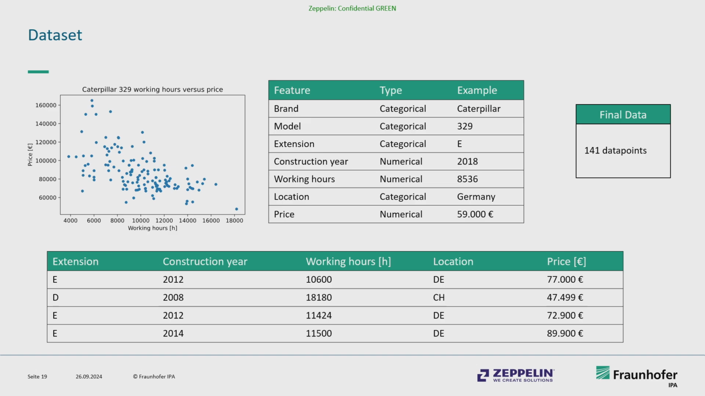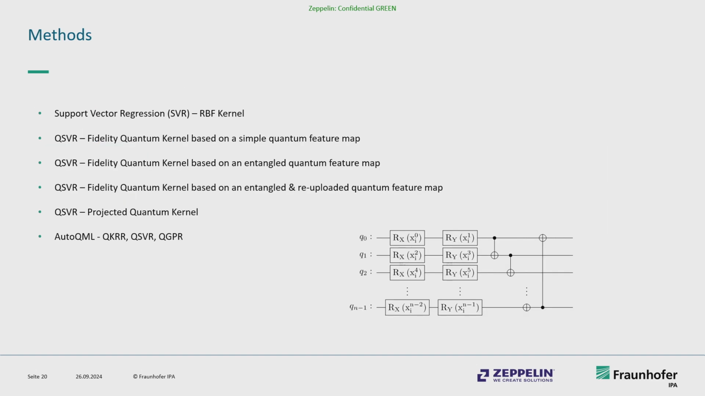And with this data, we applied it to 4 QSVR methods, 3 of them with different fidelity quantum kernels and 1 with a projected quantum kernel. And we also applied this data set to a classical support vector regression method with an RBF kernel. And in addition, the data set is applied to AutoQML with 3 different methods that you can see here, QKRR, QSVR, and QGPR. They are placed within the search space of our AutoQML.